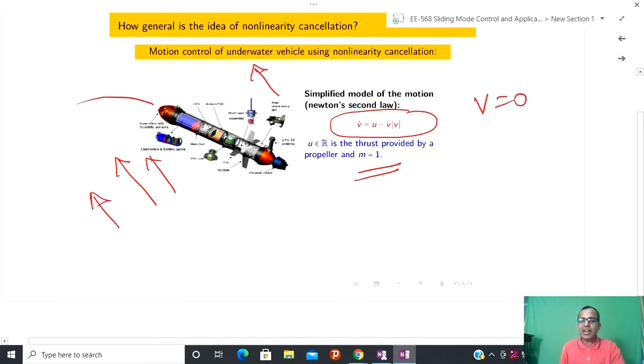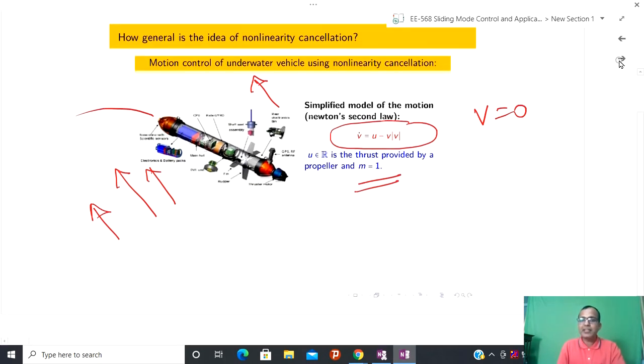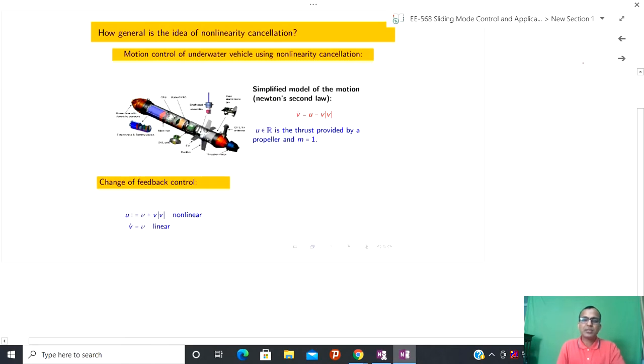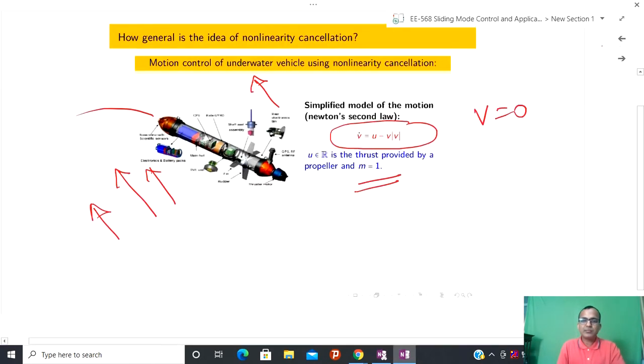Now, what is the idea of nonlinearity cancellation? Here, is v the relative velocity or the vehicle velocity? v is the vehicle velocity. I am not assuming relative velocity with respect to water. So v equal to 0 means the vehicle will be stopped in the flowing water. So that is our idea.